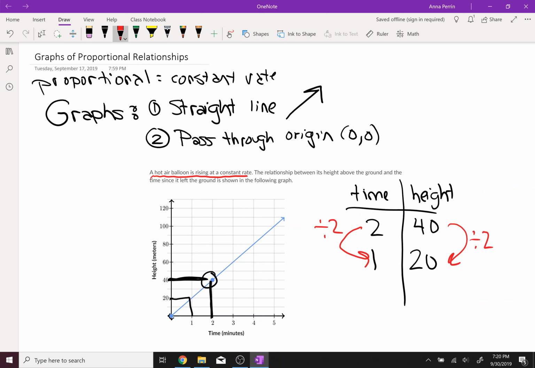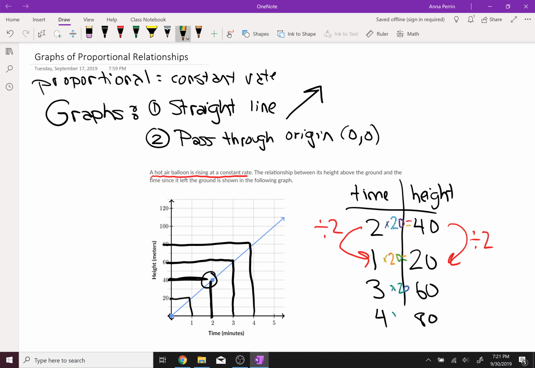And that's also showing us our constant multiplication rule of 1 times 20 is 20, and we can confirm that up here. 2 times 20 is 40, and we could go ahead and confirm that using some other values in the graph as well, where it's showing us that 3 minutes is 60 meters and 4 minutes is 80 meters. So (3, 60) and (4, 80) both have that same multiplication rule, so we know that it's making sense to us.